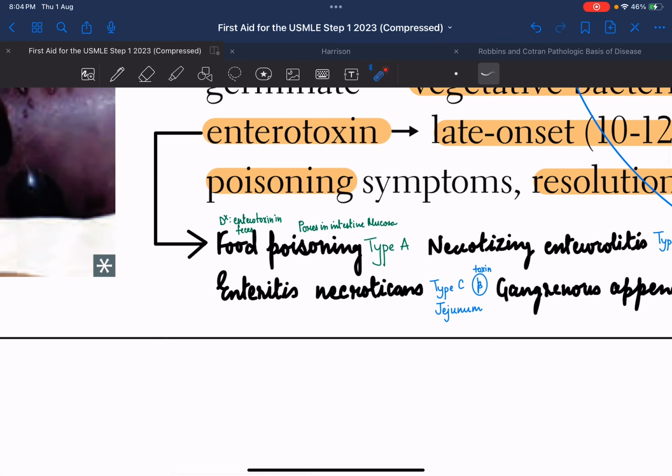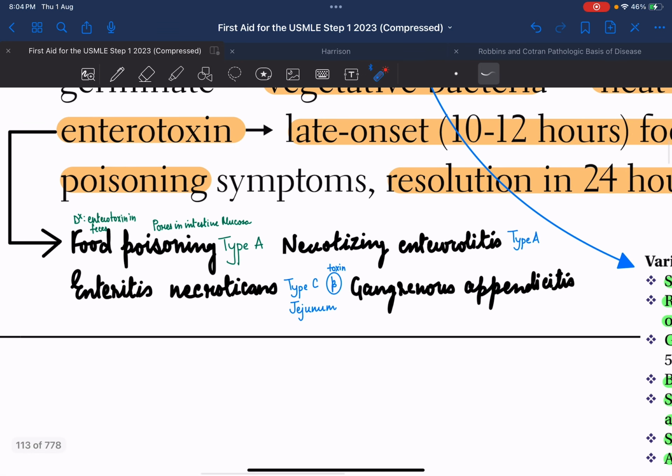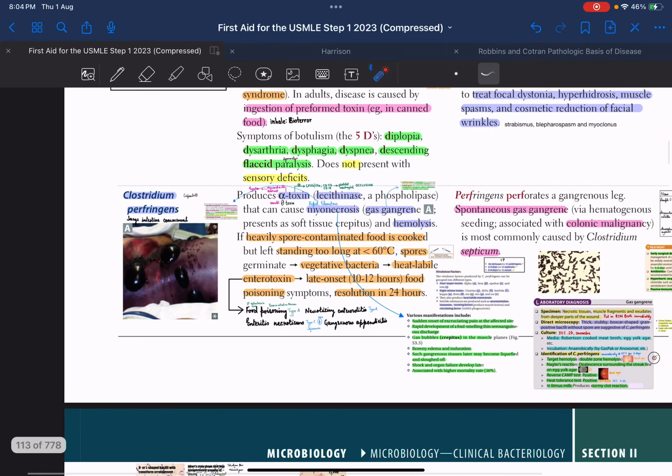Next, it can cause enteritis necroticans due to beta toxin, the type C bacterium. Enteritis necroticans means inflammation of the intestine, and necroticans means necrosis, and this is the most common manifestation in the jejunum. It can also cause necrotizing enterocolitis, basically on the colonic side, and this is also caused by the type A bacterium, and it can also cause gangrenous appendicitis, okay.